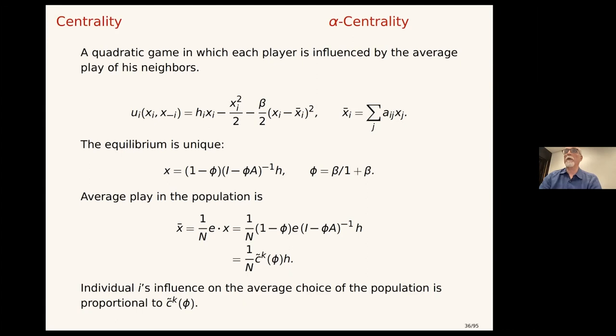Modified Katz centrality is here the answer, and the surprising answer, I might add, to an interesting economic question: how much influence does someone have on the equilibrium by virtue of the private component of their preferences? How much influence do they have? Katz centrality is the answer to that. Everybody happy with that? This is a first economic application.